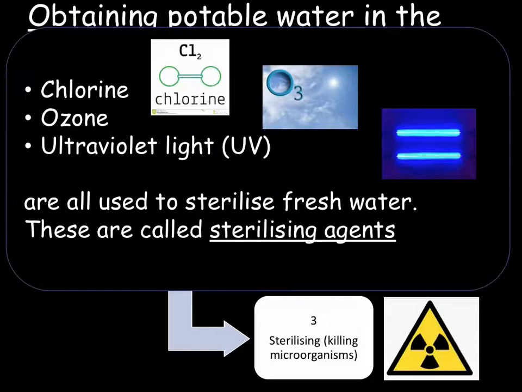This sterilisation can be done in 3 ways. First of all, we can add chlorine gas to it, we could add ozone to it, or we could treat it with UV ultraviolet light. All of these will sterilise the water as they will kill off any bacteria and microbes. All 3 of these are known as sterilising agents.